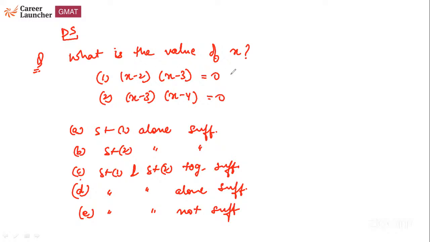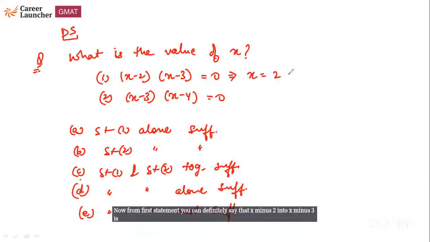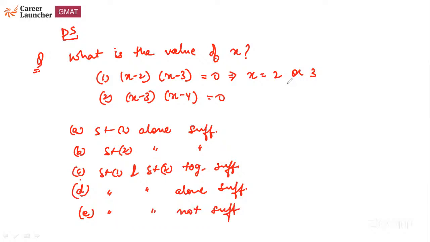Now, from first statement, you can definitely say that (x minus 2) into (x minus 3) is equal to 0. That means x is either 2 or 3. Now, if someone asks me what is the value of x, can I definitely say? It could be 2, it could be 3. No definite value from first statement. That means first statement alone not sufficient.